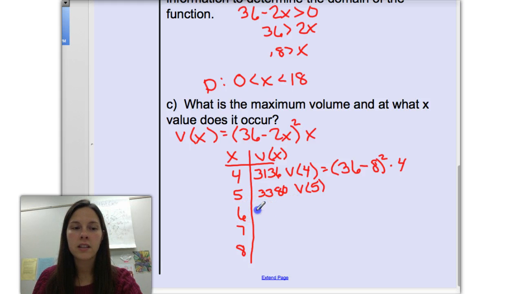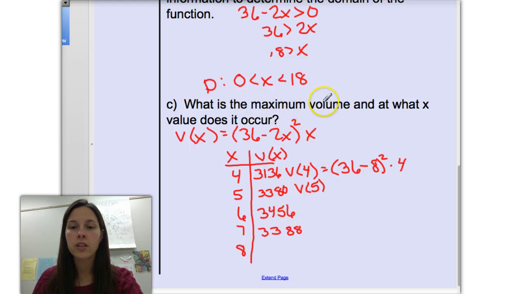Evaluating V of 6, I got a volume of 3,456. Evaluating V of 7, I got a volume of 3,388. So what happened from here to here is the volume decreased. So an x value of 6 gave us the maximum volume.